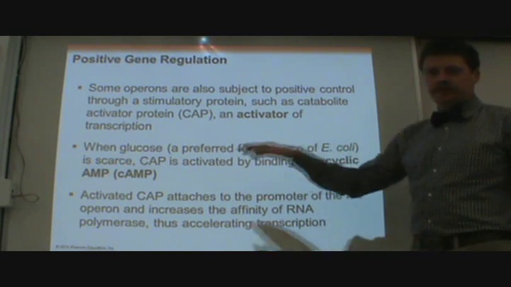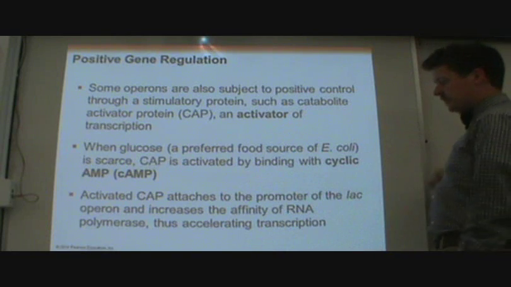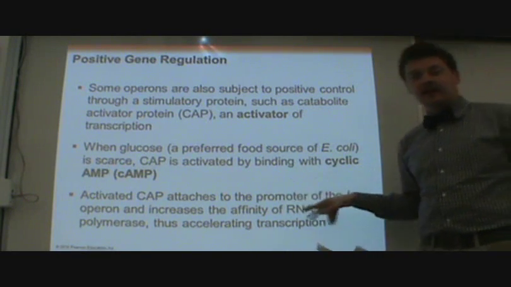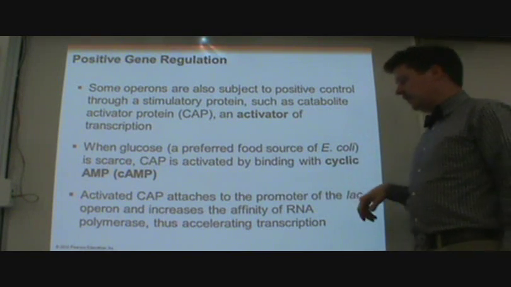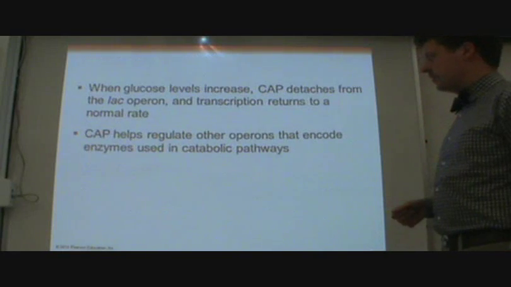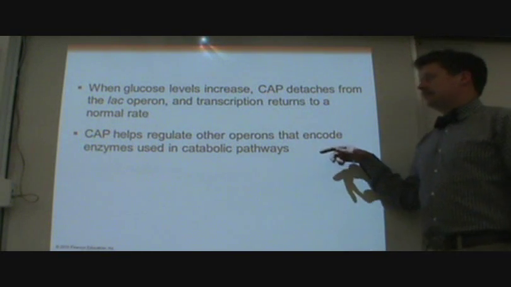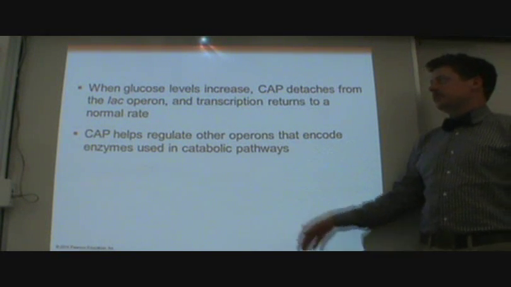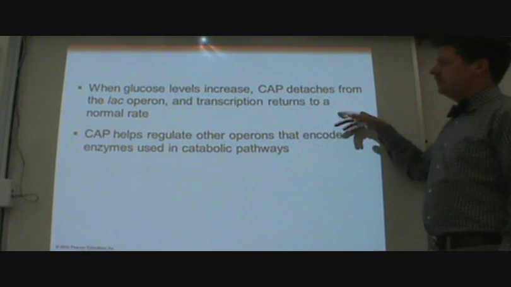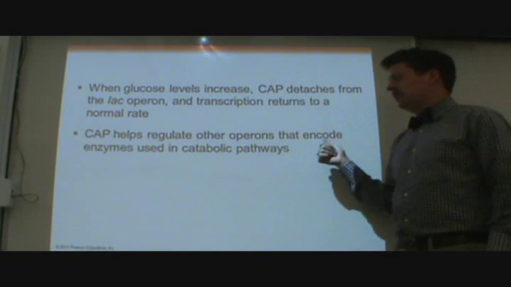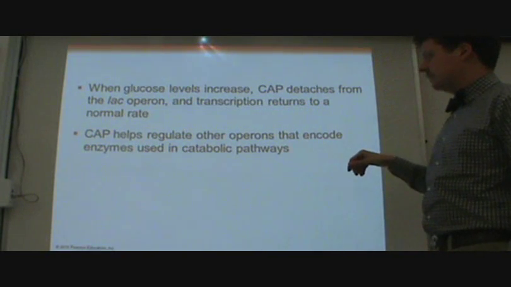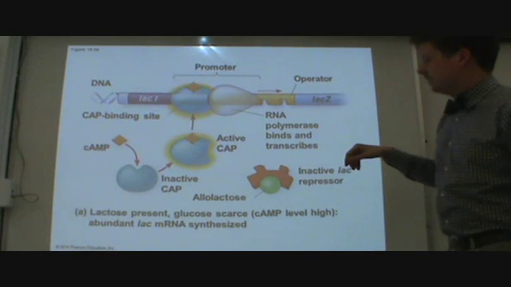So remember, it was promoter, operator, genes. It's going to attach to the promoter region of that lac operon that we were just looking at. And it's going to accelerate the transcription. It's going to make transcription happen faster. And then once the glucose levels increase, which glucose is what they like to eat, then CAP is going to detach from the lac operon, and then it's going to return to its normal rate. And let's look at what that looks like.